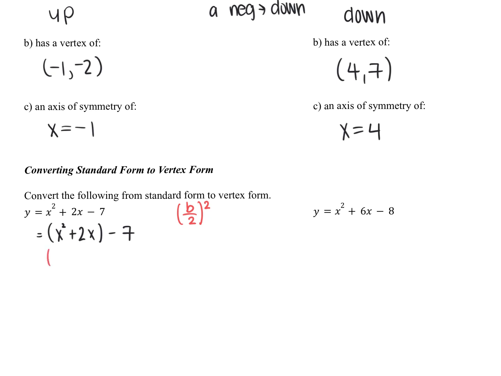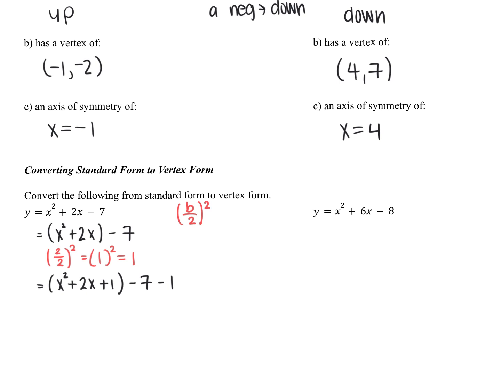So in this case, b is 2. We're going to divide it by 2, and we're going to square it. So 2 divided by 2 is 1, and 1 squared is 1. So we are going to put that plus 1 inside my parentheses. Now, if I put that plus 1 inside my parentheses, I still have my minus 7 on the outside. If I drop those parentheses, I want to be able to get back to my original equation, which means if I have a plus 1 in the parentheses, I have to have a minus 1 outside the parentheses.